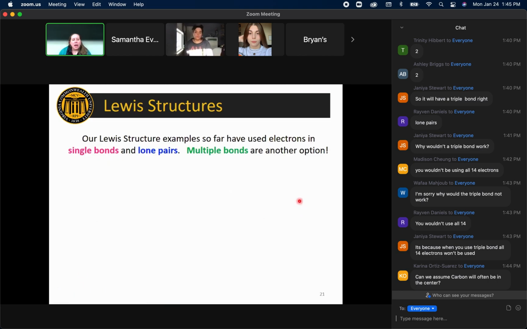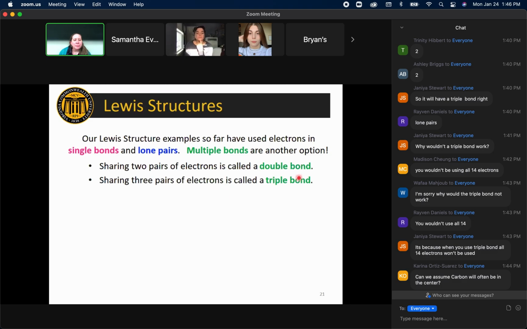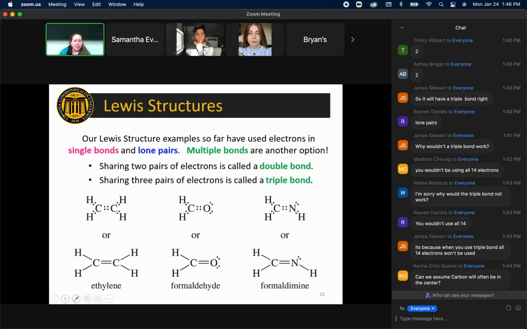Okay, I want to quickly get to our in-class participation for the last couple of minutes. So I'm going to show you this slide briefly and we can get to it on Wednesday. Most of our Lewis structures so far, we've seen only single bonds and lone pairs, but we can also have multiple bonds. If we have 2 pairs of electrons or 4 electrons total, that's a double bond. And if it's 3 pairs or 6 electrons total, that's a triple bond. But again, one line represents 2 electrons always.